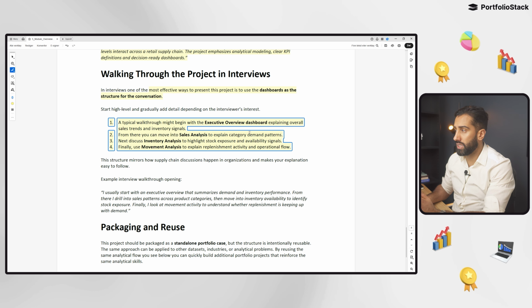Then you can move into specific sales analysis to explain category demand patterns, inventory analysis to highlight stock exposure and availability signals, movement analysis to explain replenishment activity and operational flow. This is, of course, something you would explain to someone who understands supply chain. If you're doing it to a technical person, you would try to bridge this into a little bit of the technical stuff. Bridge this into some of the SQL, some of the modeling choices, some of the DAX measures, etc.